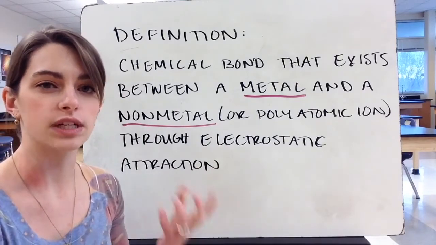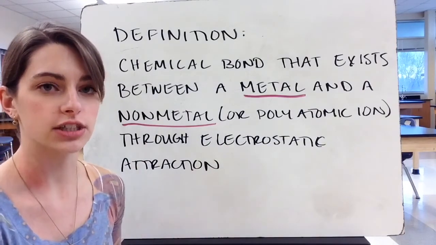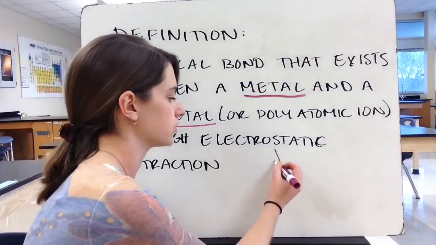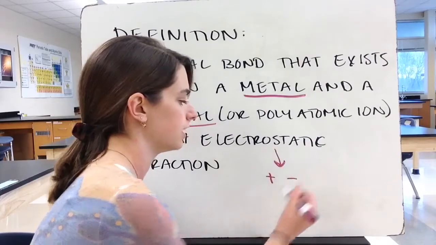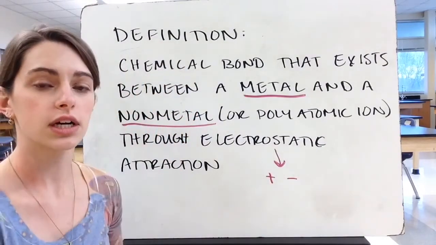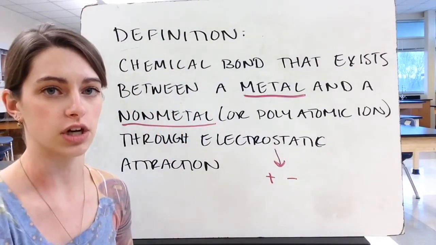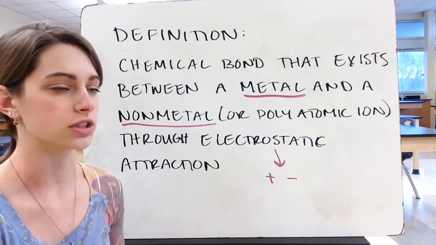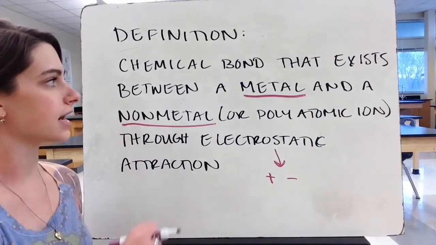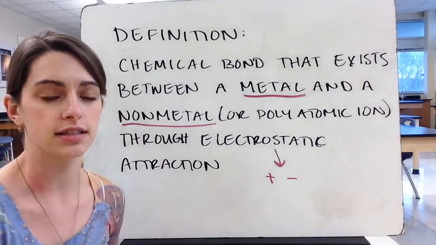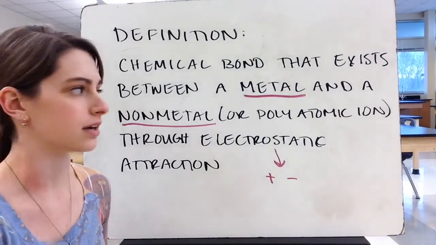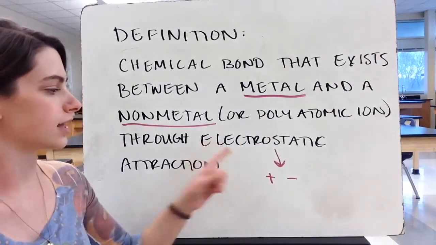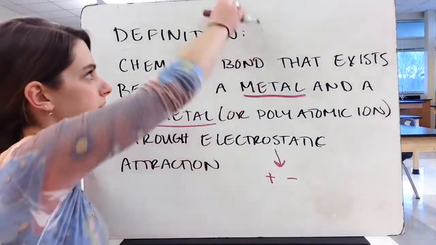So it means they're not really connected. It's the attractions between positives and negatives. That's what electrostatic means. So electrostatic is between positive and negative charges. So we're going to look at how atoms become positively charged, how atoms become negatively charged, and then how those are attracted together to create bonds. Because an ionic bond is a chemical bond that exists between a metal and a nonmetal, or a polyatomic ion, and we'll get to those later, through electrostatic attractions.